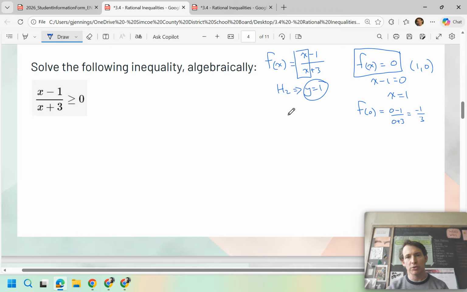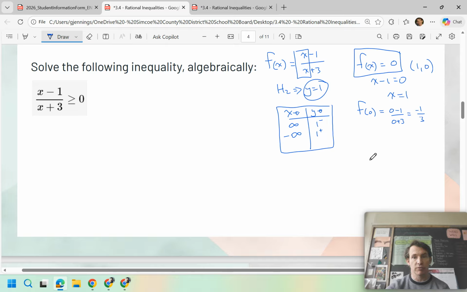So as x approaches positive infinity, y would be approaching 1 from the negative side. And as x approaches negative infinity, y would be approaching 1 from the positive side. This is useful for creating a sketch. We're not really going to need that for the problem at hand, but again, review, and do the problem two different ways. It's very useful.